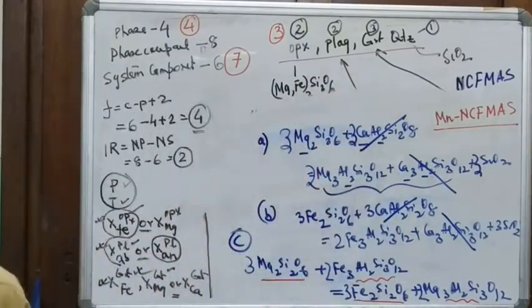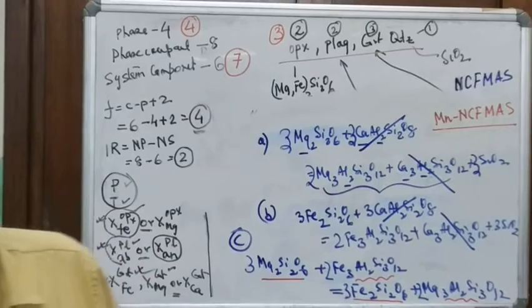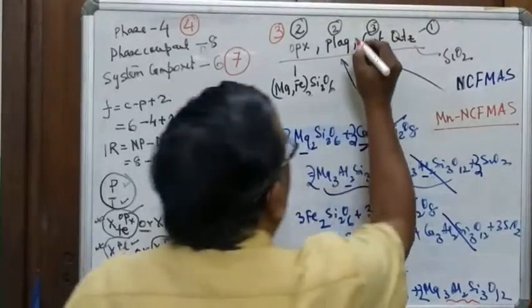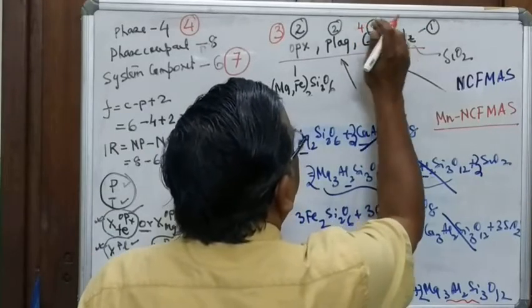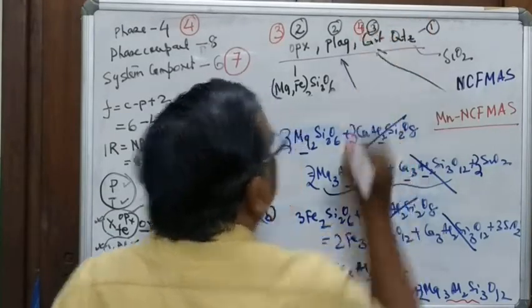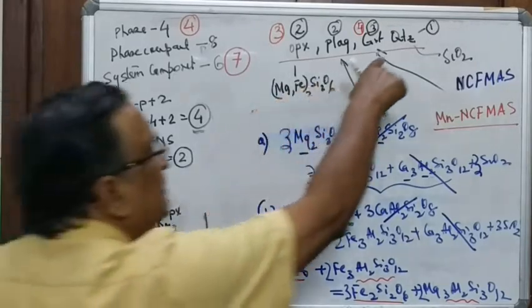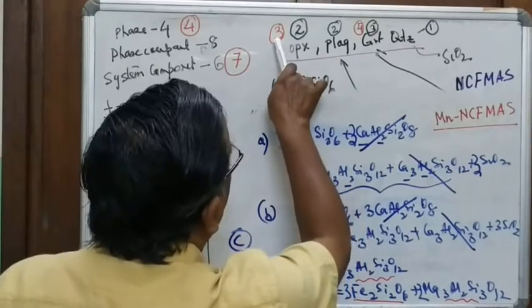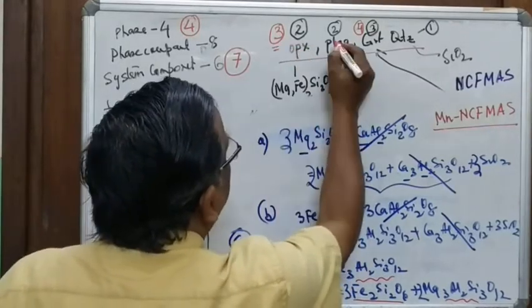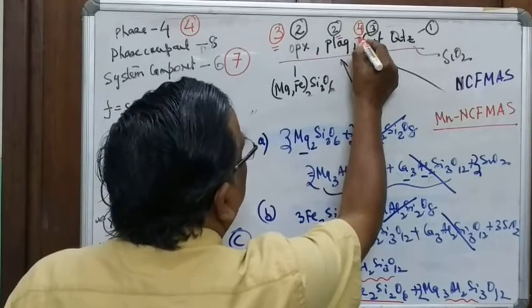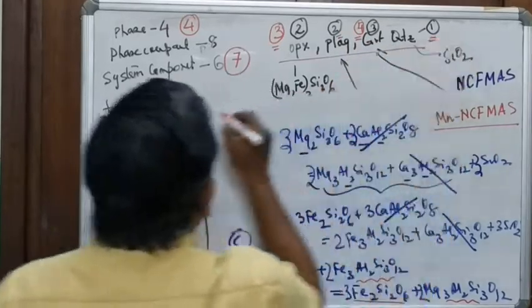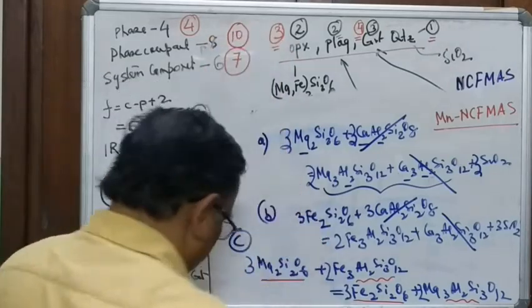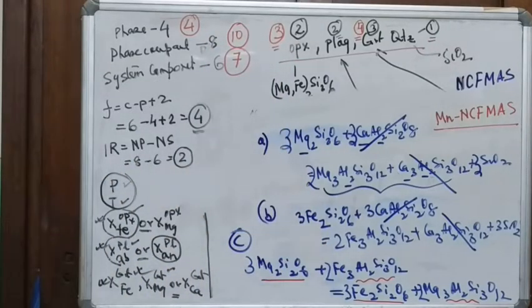Plagioclase remains 2, because plagioclase does not take in Mn at all; there is no Mn component of plagioclase. Garnet becomes 4, and quartz remains 1 because it's a pure phase. So your phase component count now becomes 3 plus 2, 5, plus 4, 9, plus 1, 10. So now you have 10 here, and not 8 as before.